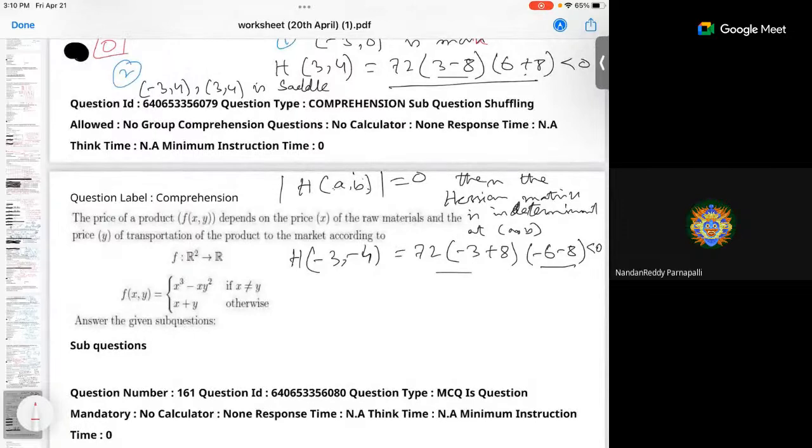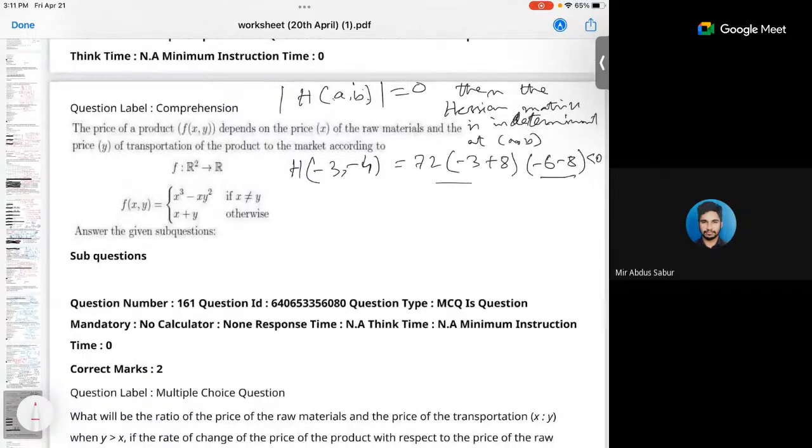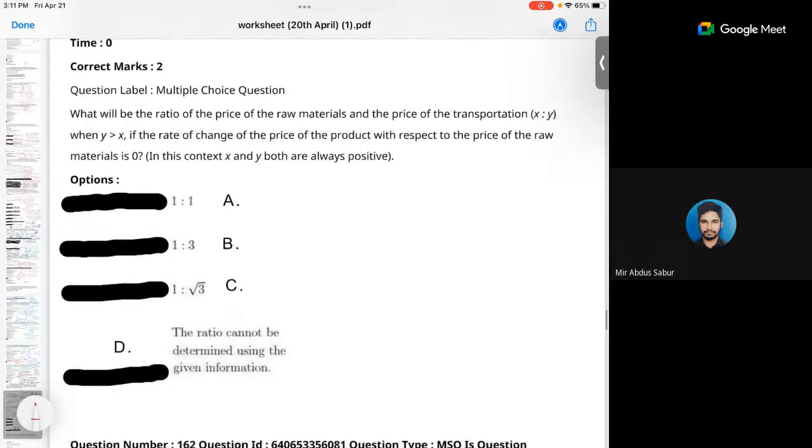Sir, the question is not visible. Can you please scroll down? Based on this information, there will be some questions, so please note down these things. I hope all of you noted these down, like product f(x, y), price of raw materials, and price of transportation. The function is given, then you have to check this thing.